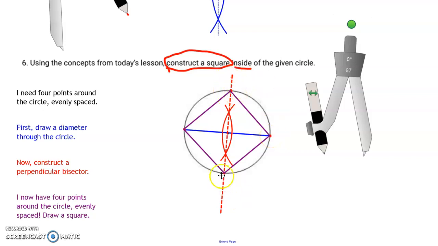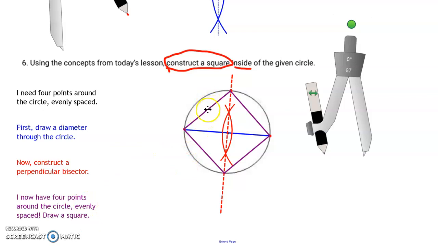I need one up here and one down here that are evenly spaced around the circle, which means I'm going to make my perpendicular bisector. That's in red. And then the purple step, I now have these 4 points. This point and this point represented by the diameter, and this point, which I found using the perpendicular bisector. If I connect those 4 points with straight lines, that means it's got to be a square.